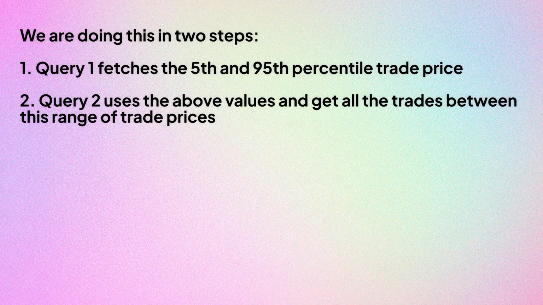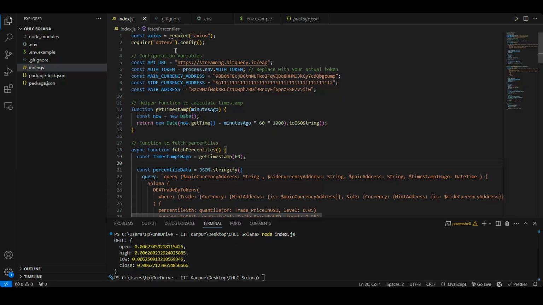We will break this process into two simple steps. First, we will filter out extreme trades that may be caused by bots or anomalies. We will achieve this by calculating the 95th percentile and the 5th percentile of trade prices. This allows us to focus on the most stable trades and remove any potential noise. Then we will calculate the OHLC open, high, low and close prices using plain JavaScript functions on the trades in the past 1 hour. Alright, let's dive into the code.